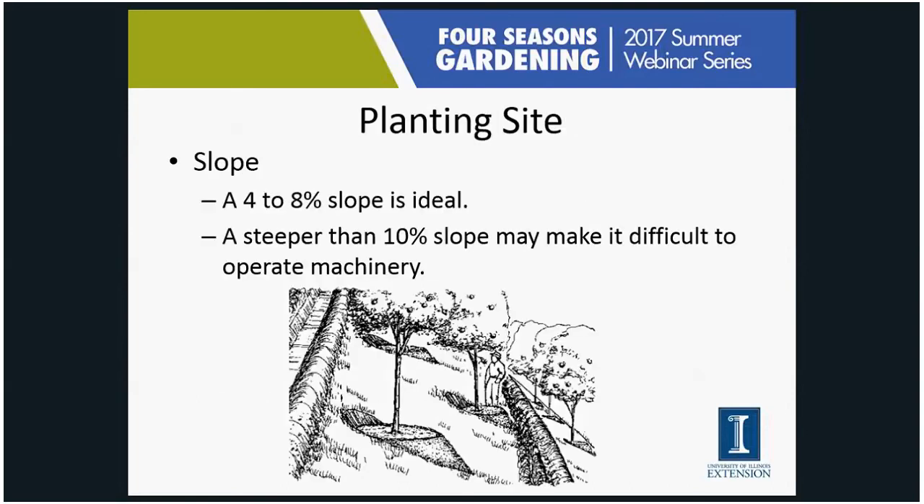You'll also need to think about your planting site for the slope. Generally 4 to 8% slope is ideal, but 10% makes it fairly difficult. So you may be limited on the site that you have if you're growing your fruit trees in your backyard, and I understand that, but it is good to know that fruit trees typically do benefit from good air drainage.